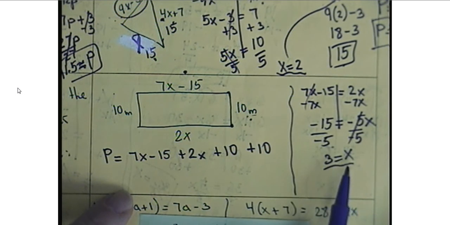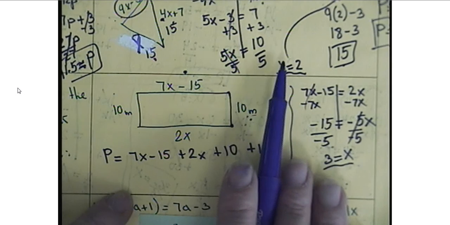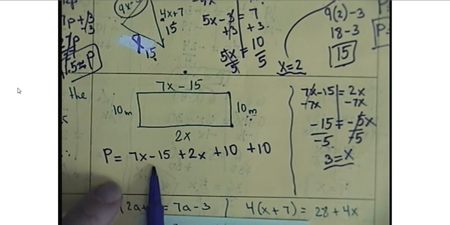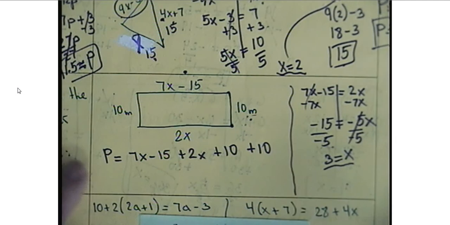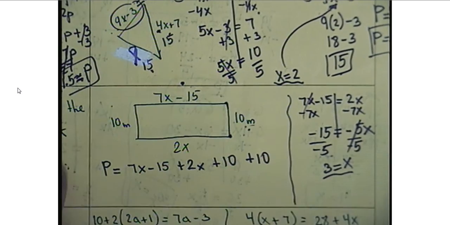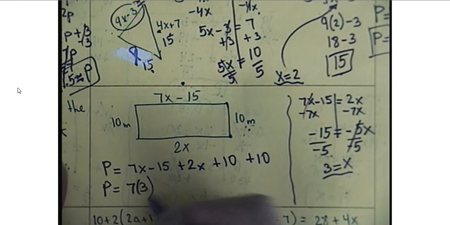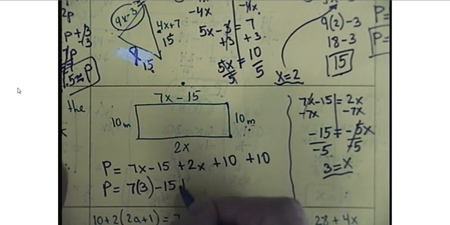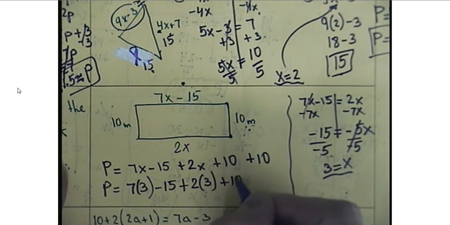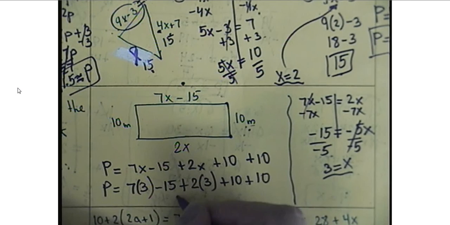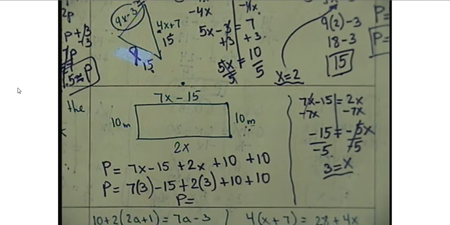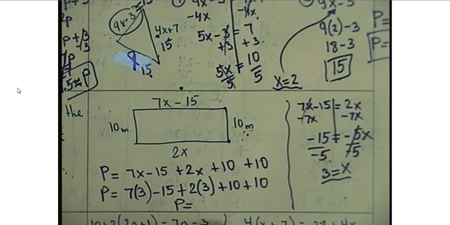If I know x, just like this top problem, I'm gonna go back to the perimeter formula. We'll substitute x with 3 and we'll calculate the total perimeter. So the perimeter will be equal to 7 times 3 instead of x, minus 15, plus 2 times 3, plus 10 plus 10. You can definitely use the calculator. That's what I'm going to do. Or if you want to practice your mental math, you can go ahead and multiply those numbers without a calculator.